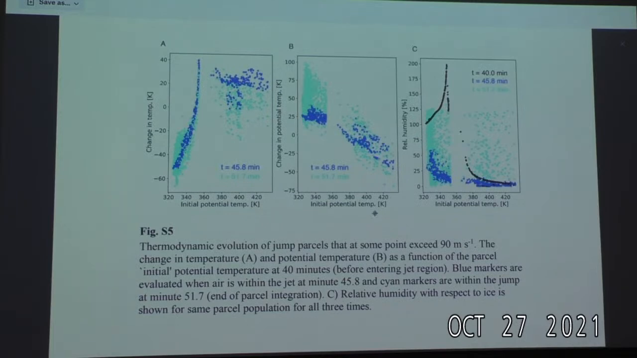Well, so far you haven't shown anything that's above the ice equivalent potential temperature. The ice equivalent potential temperature could be 380, 390 easily. So maybe that's all it is.